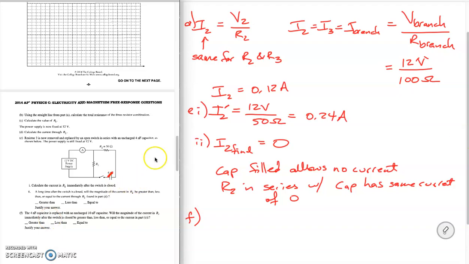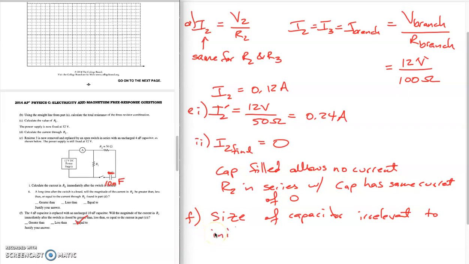All right, part F. Suppose we get rid of that 4 nanofarad capacitor and we put 10 in its place. So let's scribble out the 4 and we'll put 10 nanofarads. Well, if you come back up here, do you see any capacitor in this Ohm's law calculation? You have voltage, you have resistance, and that will get you current. Capacitance has nothing to do with this. So size of capacitor irrelevant to initial current.